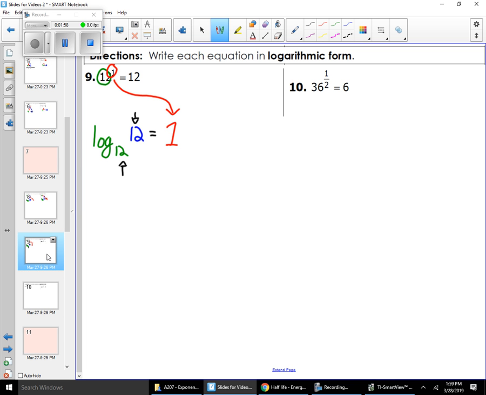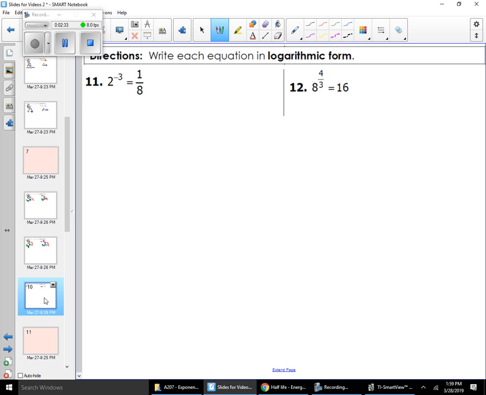Jumping over to number 10, we don't play around with fractional exponents too often, but that's really just another way of writing a square root. So my base is 36, log base 36 of 6. Log base 6 of 36, in other words, what is the square root of 36? Oh, it's 6. Square root can be symbolized by an exponent of 1/2. Again, switching the left and the right there, that's all we're trying to get comfortable doing. Going from one math fact to another math fact.